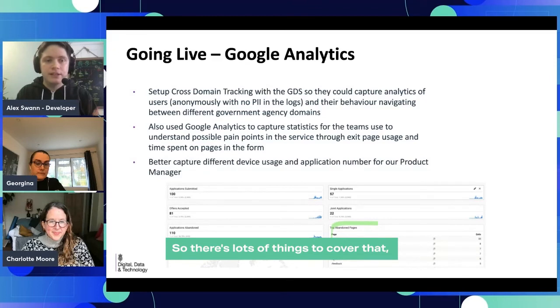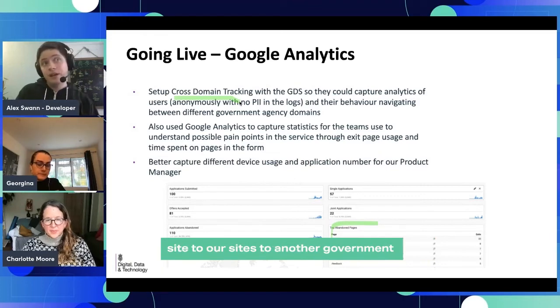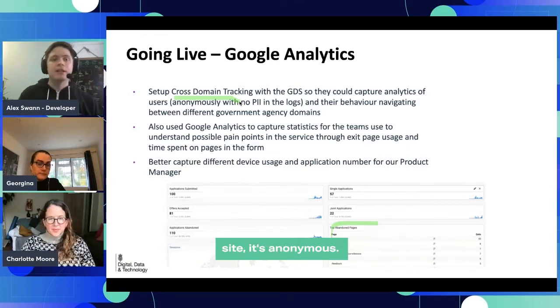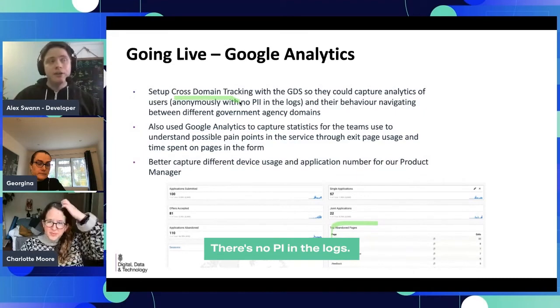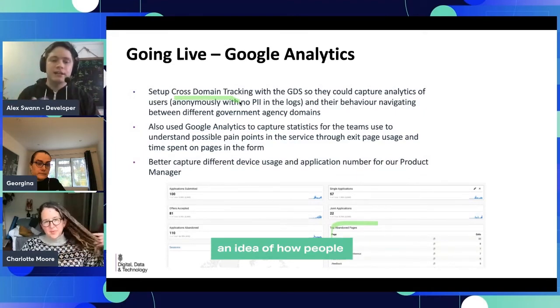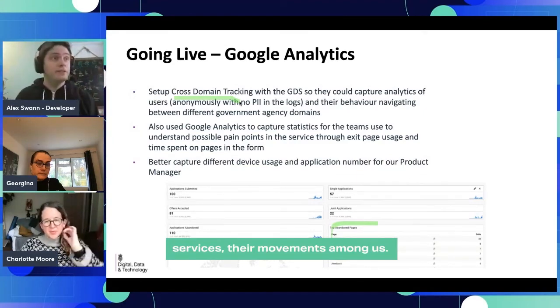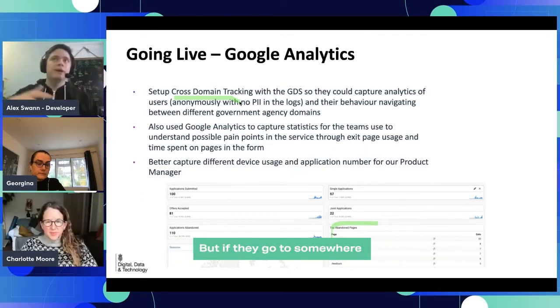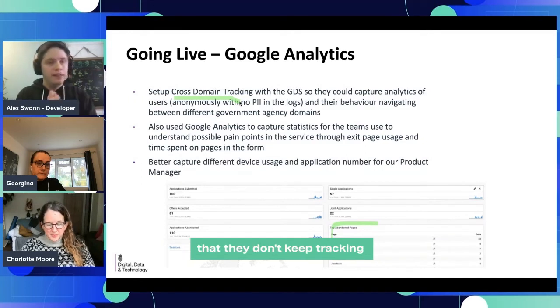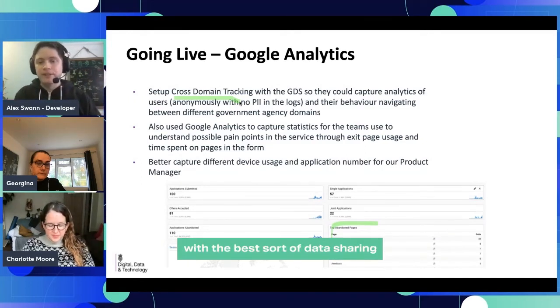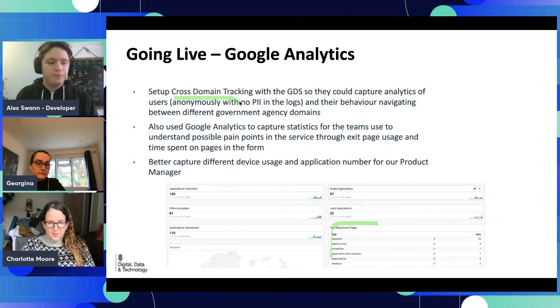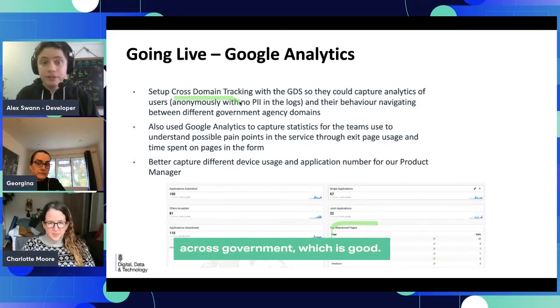So there's lots of things to discover there, including the fact we've set up cross-domain tracking with the GDS, which is if someone moves from one government site to our site to another government site, it's anonymous. There's no PII in the logs. It just gives the GDS an idea of how people are using government services, their movements among them. But if they go somewhere that isn't a government domain, obviously the buck stops there. They don't keep tracking that anonymous user. So we're trying to come up with better data sharing tools and techniques across government, which is good.